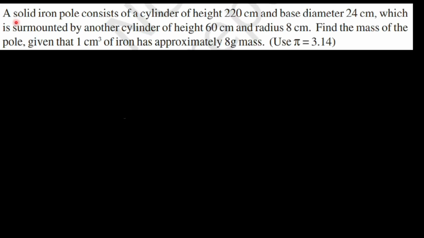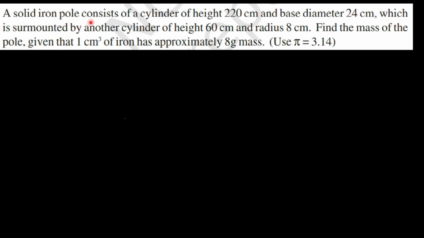Thank you. A solid iron pole consists of a cylinder of height 220 centimeter and base diameter 24 centimeter, which is surmounted by another cylinder of height 60 centimeter and radius 8 centimeters. Find the mass of the pole given that 1 centimeter cube of iron has approximately 8 grams. We have to find mass of the pole, and that mass is obtained by finding the volume. So whenever you want to find the mass of something or a solid object, you have to find volume first.